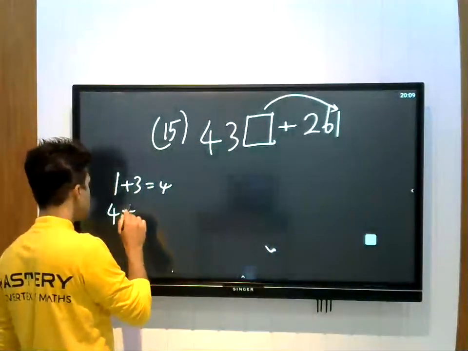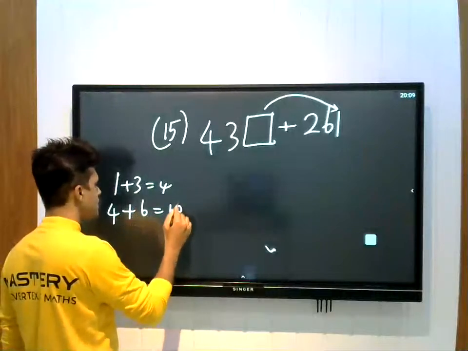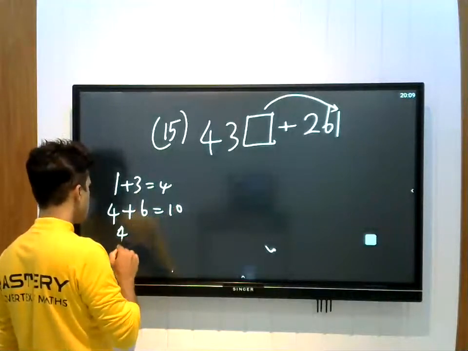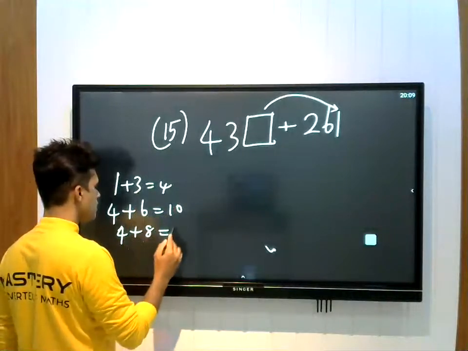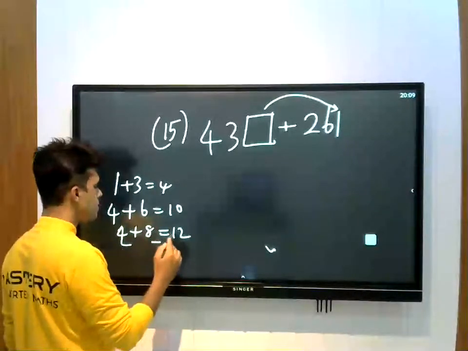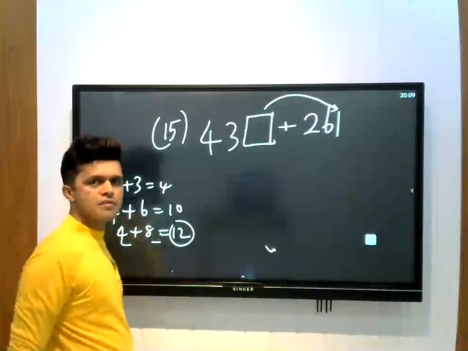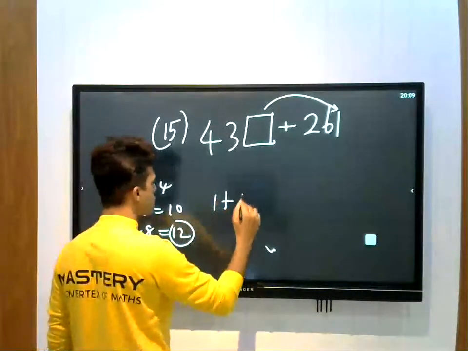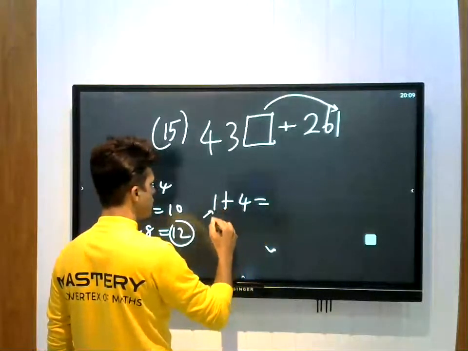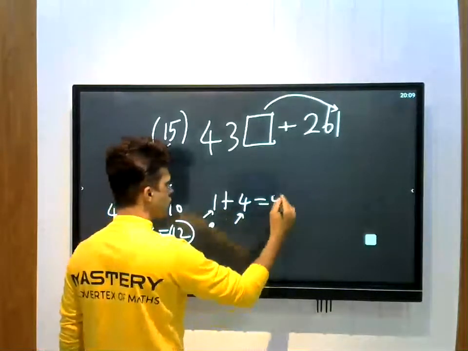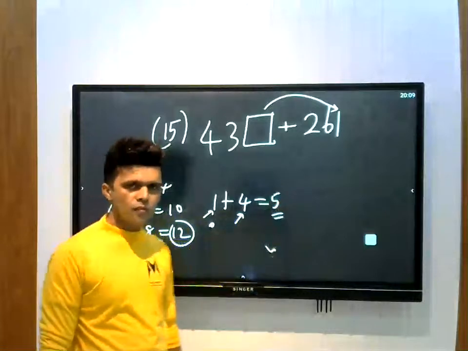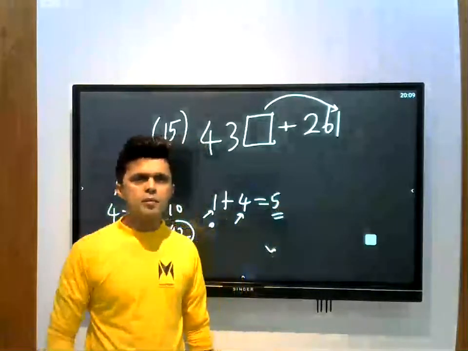Even number and even number: 4 plus 6 is 10. The other one, 4 plus 8 is 12. Even number plus even number. Odd number plus even number. Here odd, even. So the answer should be an odd number.